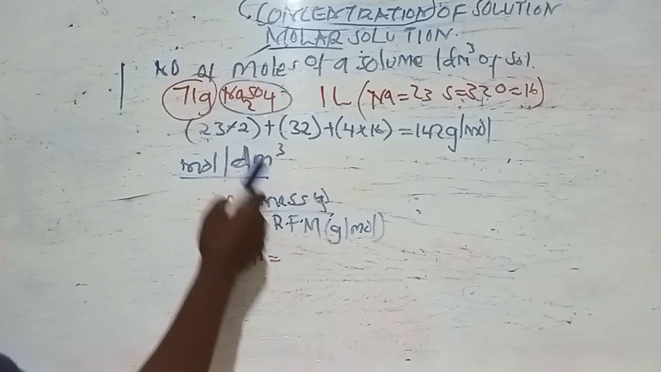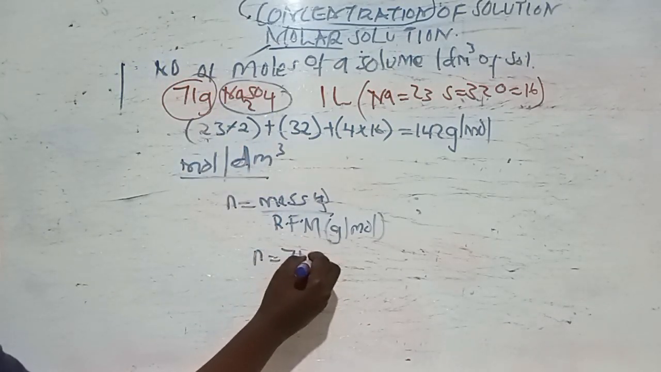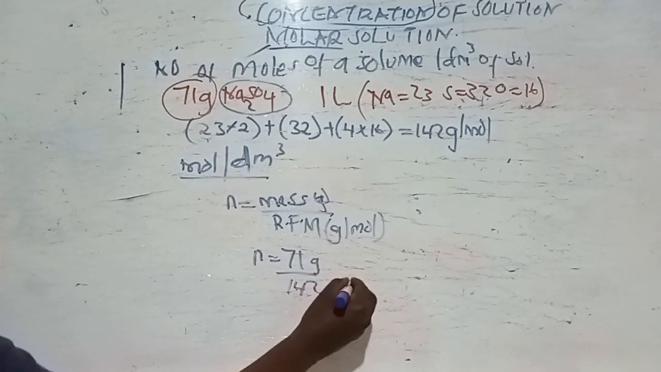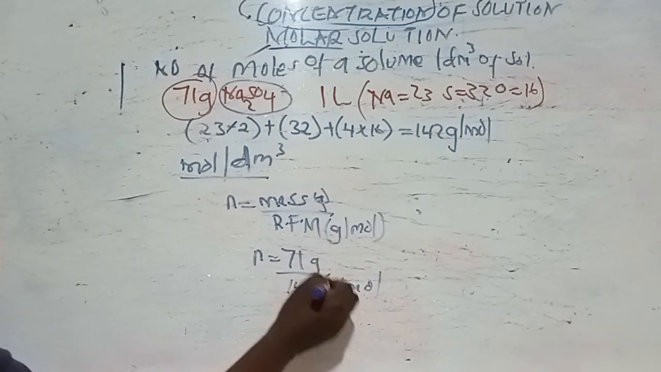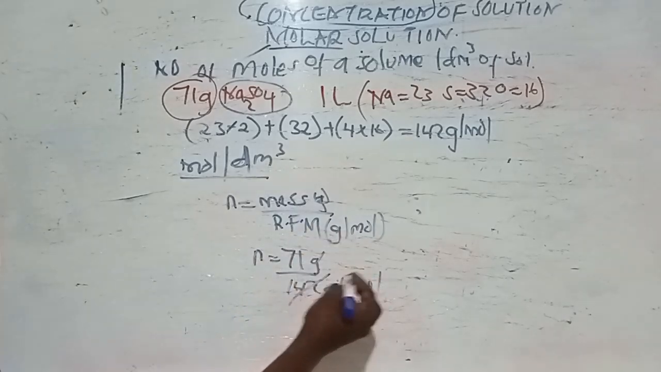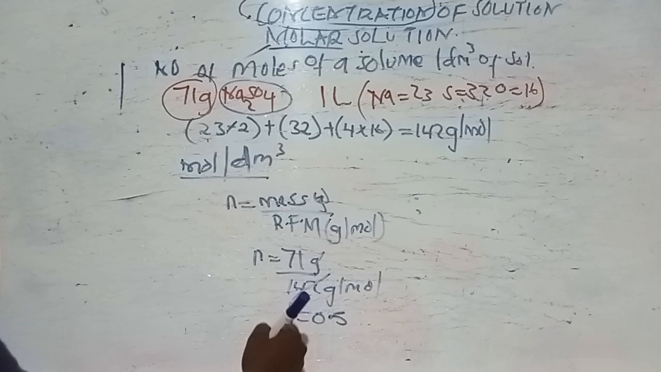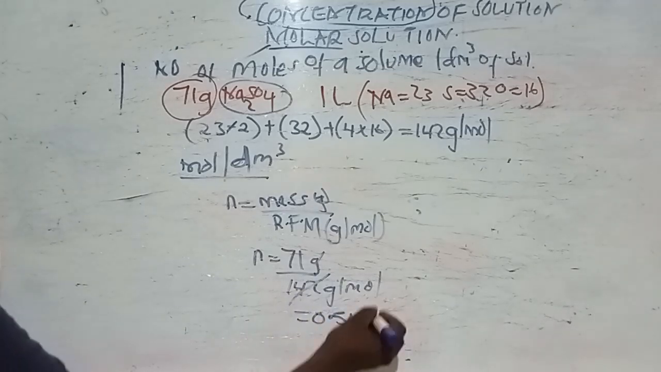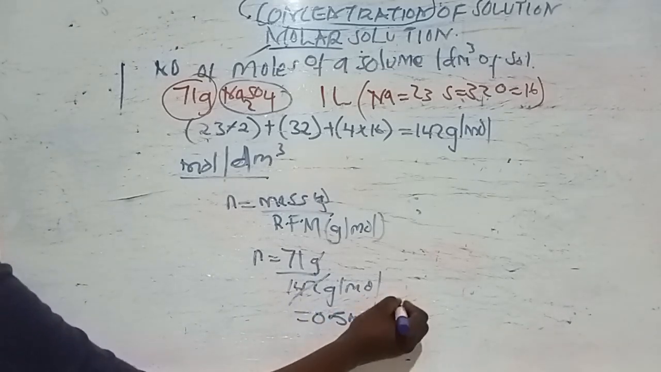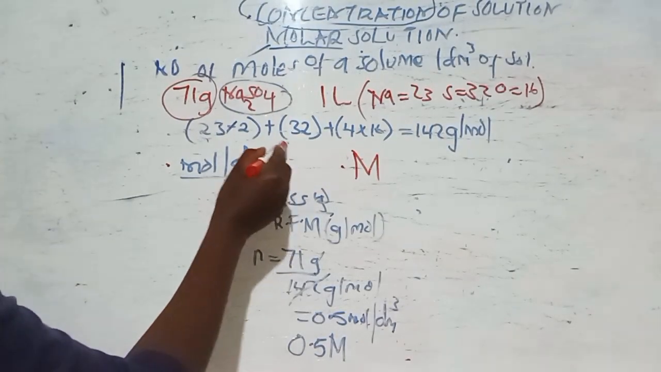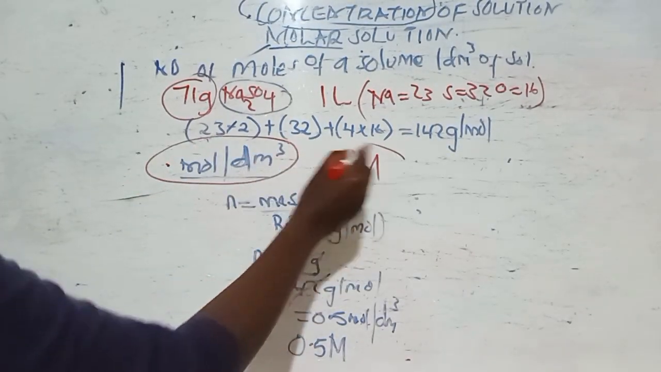So your moles is going to be your given mass, which is 71 grams, divided by your molar mass, which is 142 grams per mole. The grams cancel out, and you're going to remain with 0.5. Your answer is going to be 0.5 mole per decimeter cubed, or you're going to say the molarity is 0.5. Molarity can be expressed in these two methods.